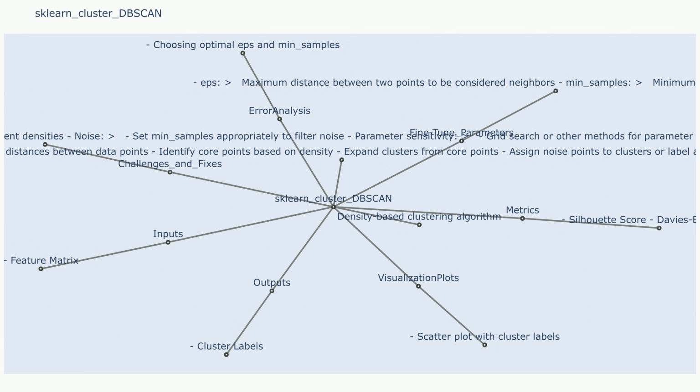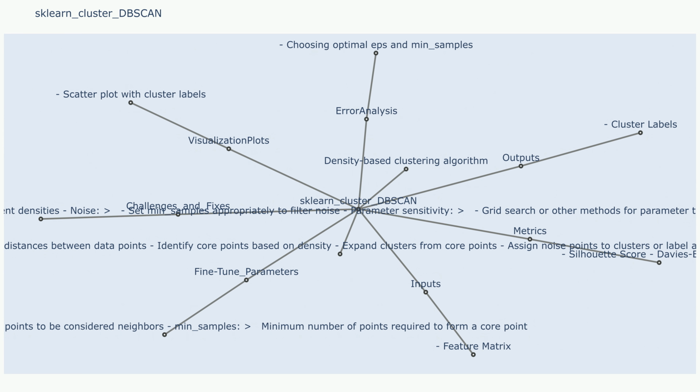Consider dimensionality reduction techniques like PCA or t-SNE to reduce the dimensionality of the data before applying DBSCAN. Alternatively, use alternative clustering algorithms that are more suitable for high-dimensional data, such as K-means or Gaussian mixture models.